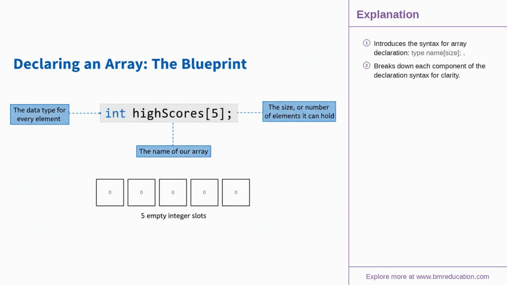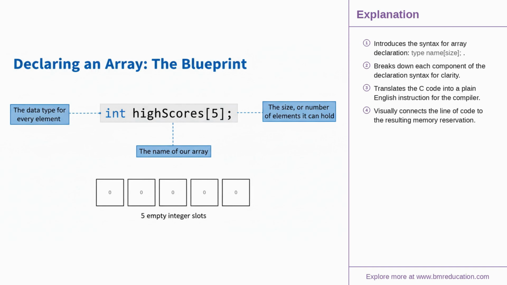Now that we understand what an array is, let's learn how to create one. This process is called declaration. The syntax is straightforward. You specify the element data type, give the array a name, and state its fixed size in square brackets. For example, int highscores[5] tells the compiler, reserve a contiguous block of memory for 5 integers and name it highscores.